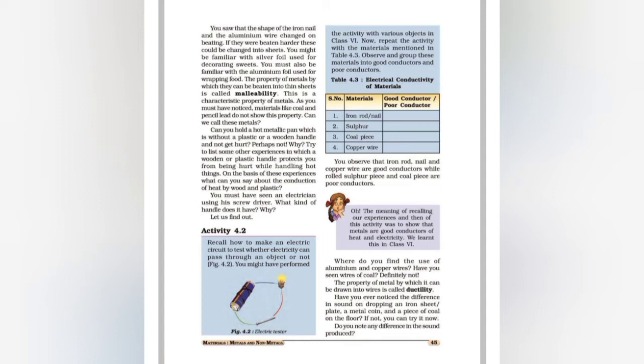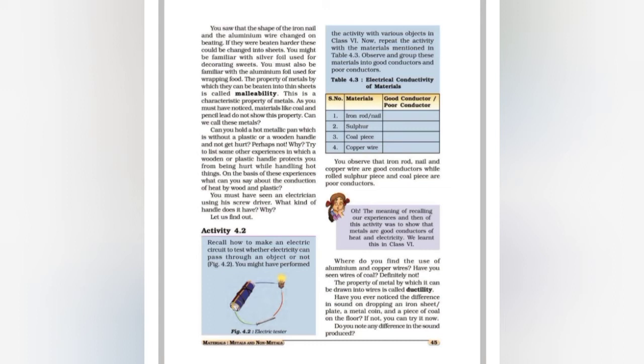As you must have noticed, materials like coal and pencil lead do not show this property. Can we call these metals? No, these are non-metals, and the property due to which non-metals, if in solid state, break up into pieces on hammering is called brittleness. Non-metals are generally brittle. For example, sulfur and coal break up into small pieces on hammering. So we can say that metals are malleable and most of the non-metals are brittle.